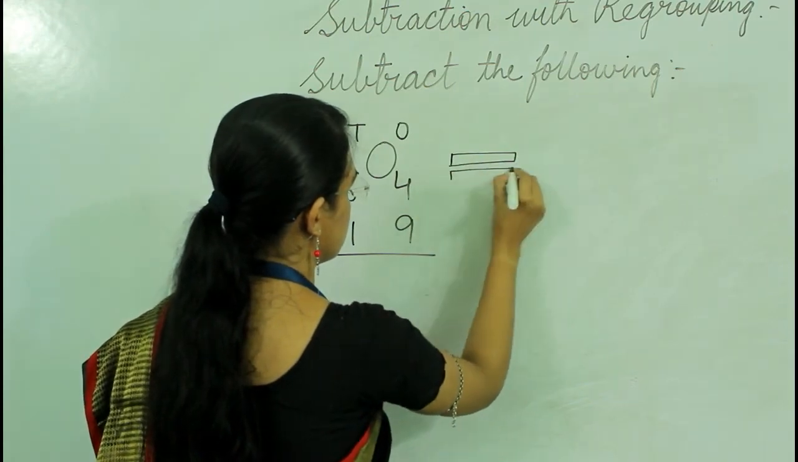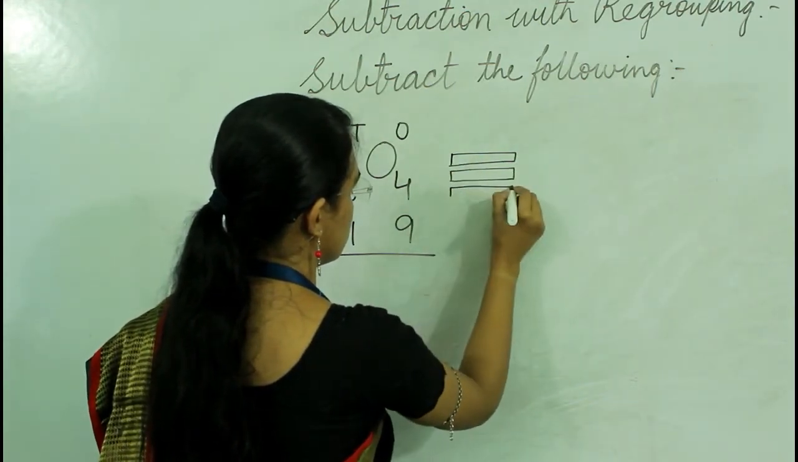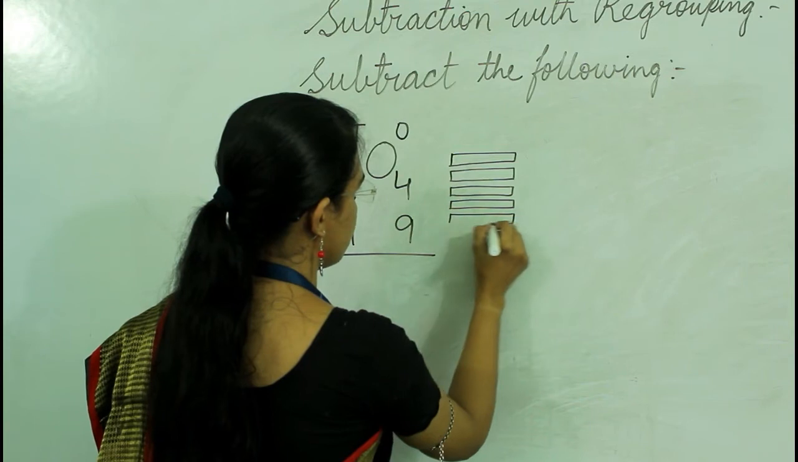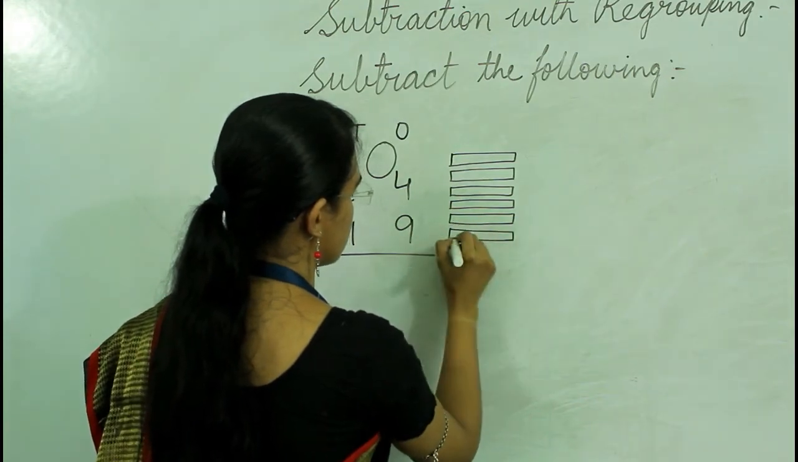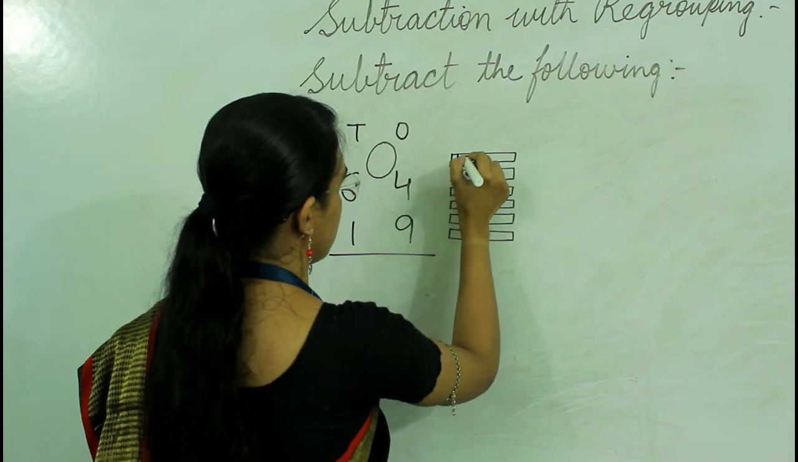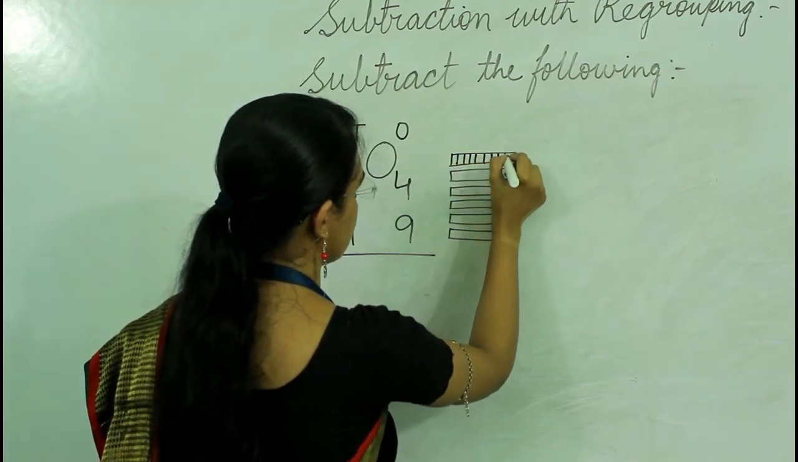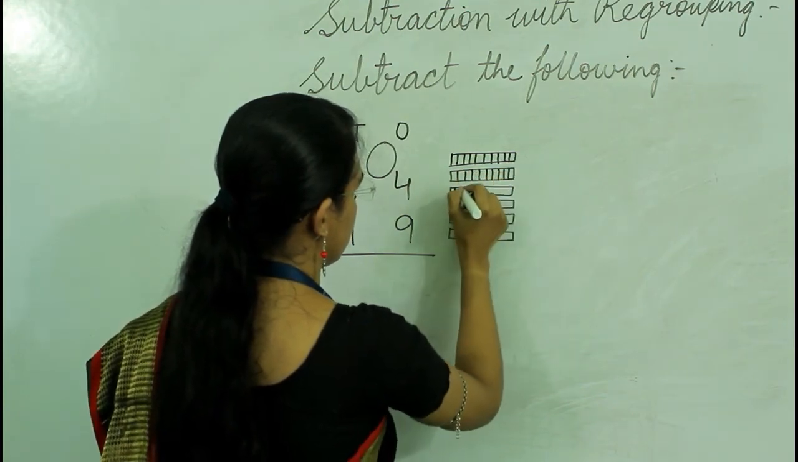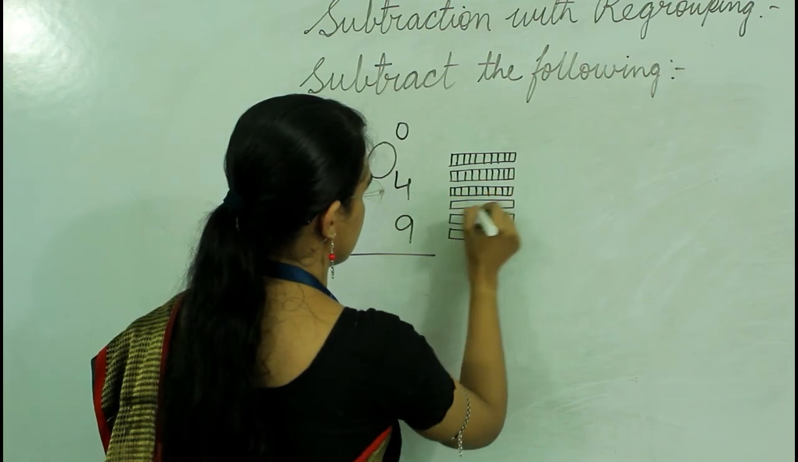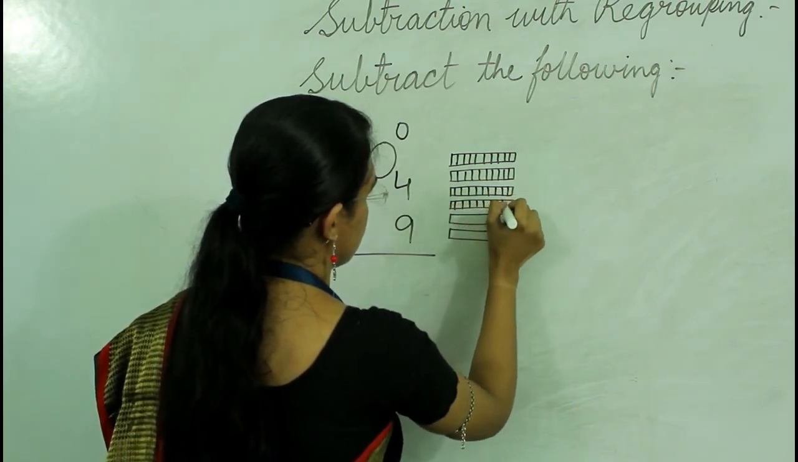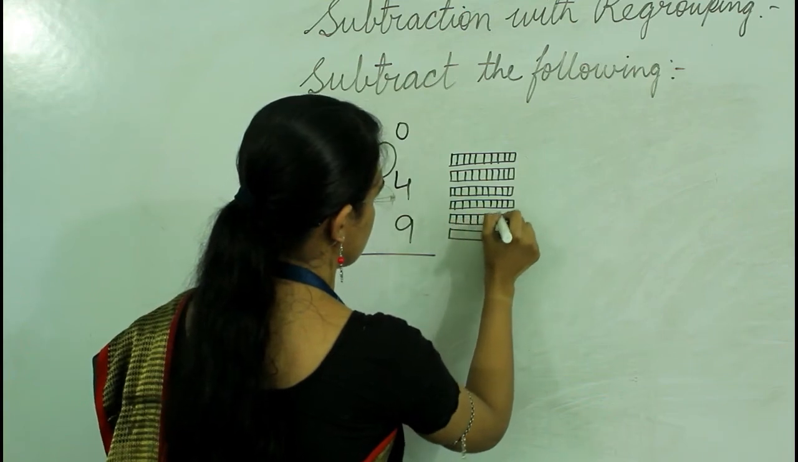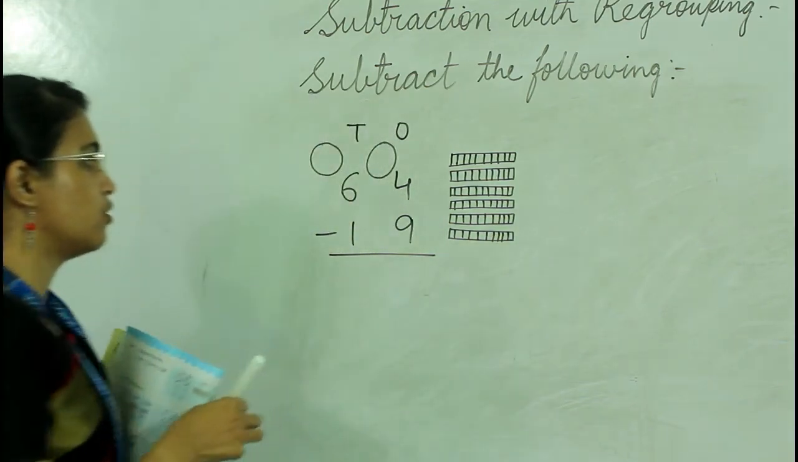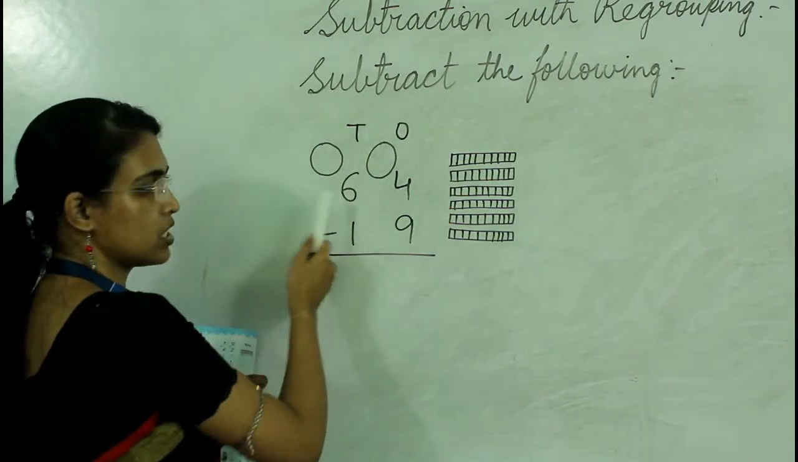1, 2, 3, 4, 5, 6. Each group has 10 blocks. 1, 2, 3, 4, 5, 6, 7, 8, 9, 10. Okay. We have drawn 6 groups because 6 is in the tens place.